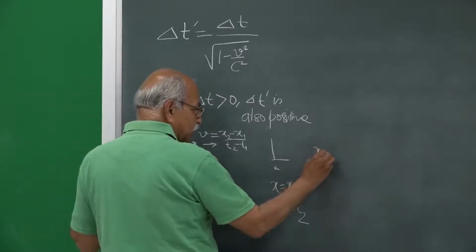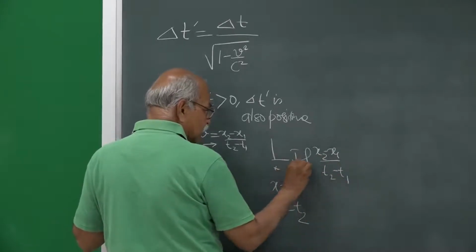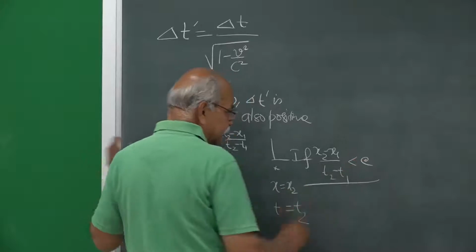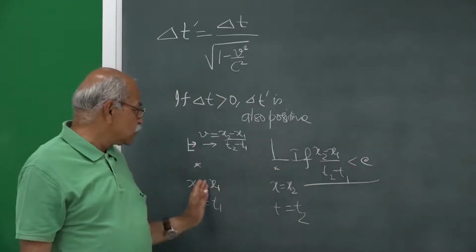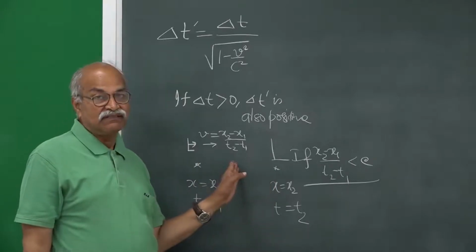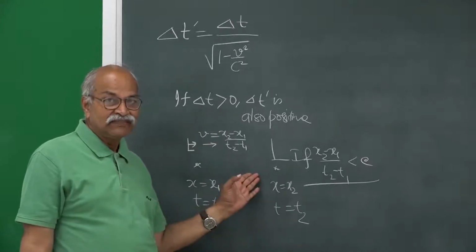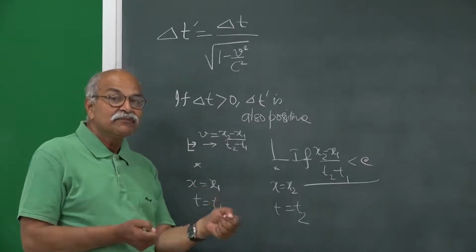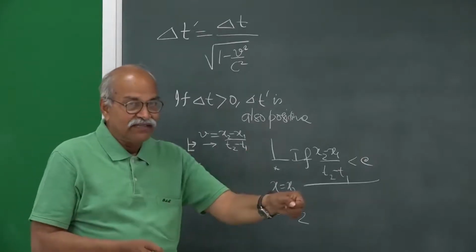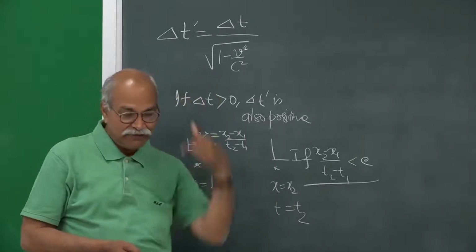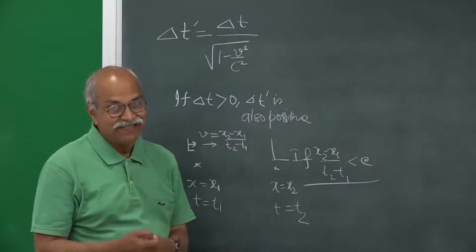So, if x2 minus x1 by t2 minus t1 is less than c, then yes, we can always find a frame going at this velocity for which these two events will be at the same position, and therefore, the ordering in all frames will remain the same. Such events can be connected by cause effect relation. There is a cause and then there is an effect. Apple breaks and apple falls on the ground, cause effect relation, that ordering cannot be changed.